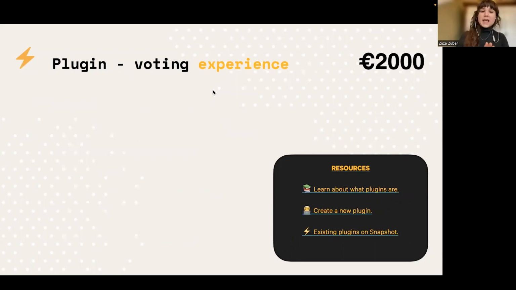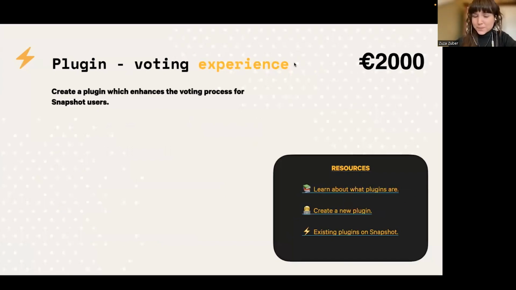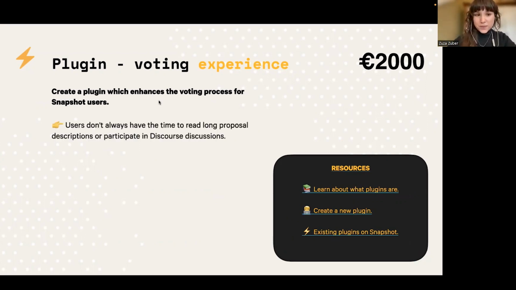Second, create a plugin that will enhance users' voting experience. This is actually our biggest bounty, for 2,000 euros. And what we noticed is that there's so much we can do to actually make the voting process much easier for the users, because the truth is they don't have the time, they don't have the knowledge, they are not always super involved in the DAOs, and they don't really always know what they should vote for.